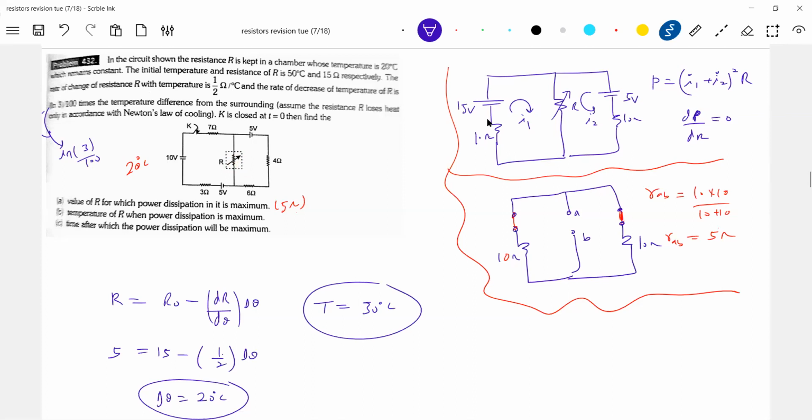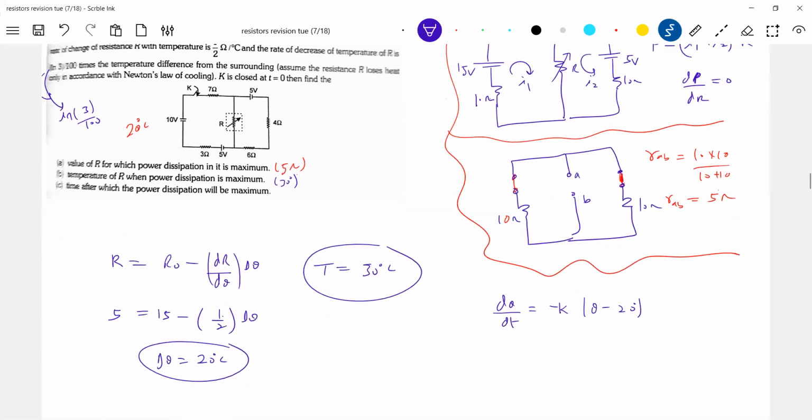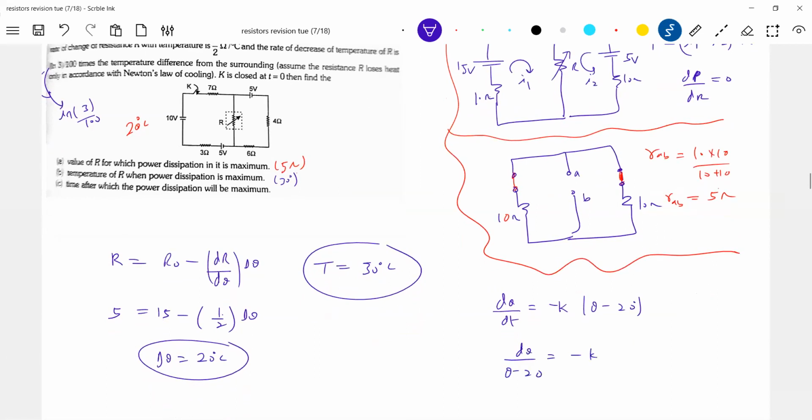Time after which power dissipation will be maximum. Time is asked; from where to bring the time? I think Newton's law of cooling only. So d theta... okay, assume Newton's law of cooling. So therefore, this average temperature difference. And these are very popular problems. What should be the temperature difference initially? 50 and this will be 30. Solve it, and you'll get the time at which the temperature difference will be reached.